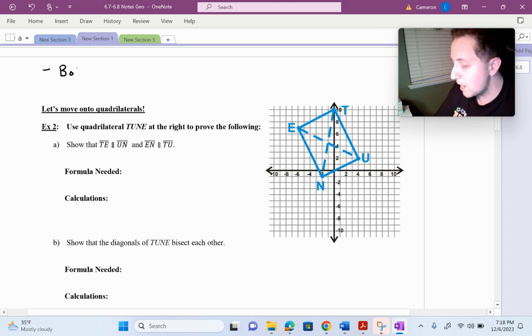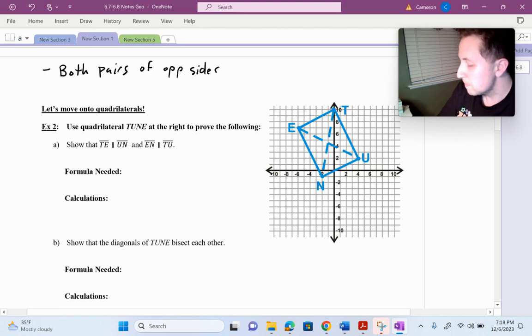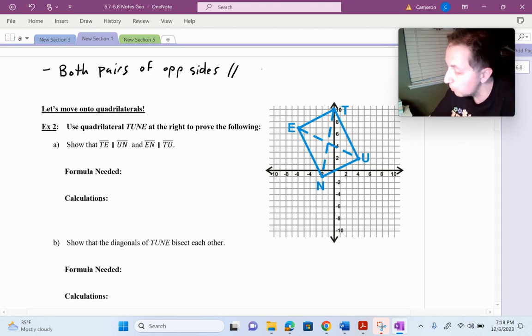So some of the different properties we've talked about are both pairs of opposite sides are parallel. And you have to think, okay, now we're on the coordinate plane. How do we check if lines are parallel on the coordinate plane? Well, we check that they have the same slope. Okay, so you can see where some of these calculations might start coming into play now.